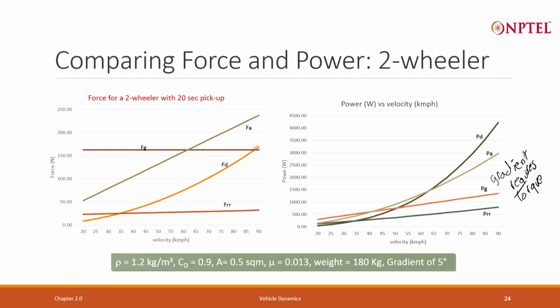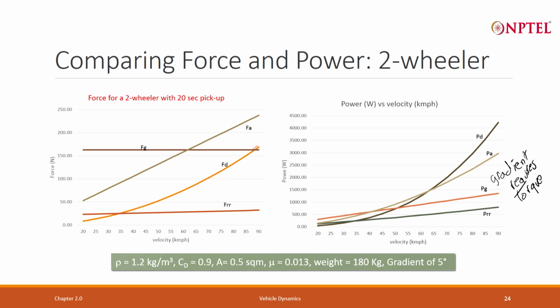And look at the main culprit at high velocity, the drag. Drag anyway had a velocity square component. Now, in power it has a velocity cube component. So, it is a cube curve, and if you look at anything above like 75 kilometer or 80 kilometer, it can become very, very large.